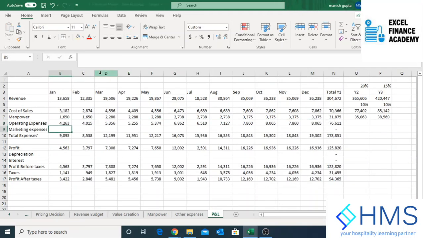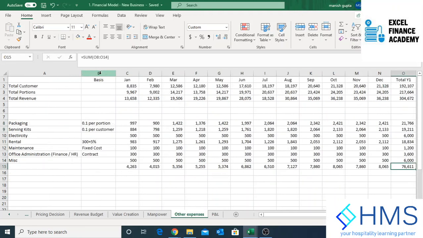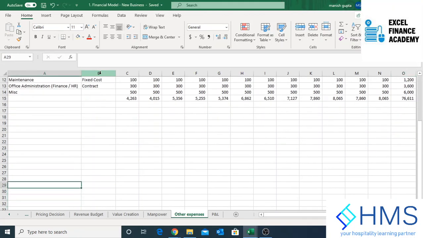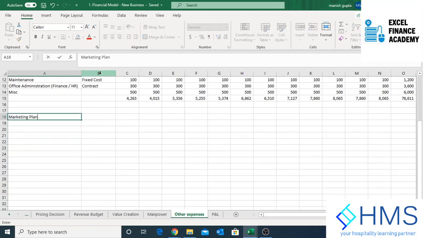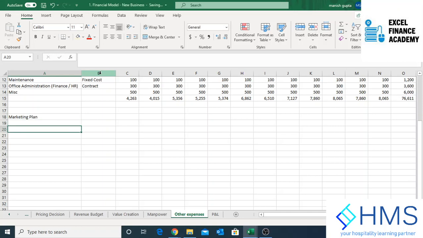Now we need to identify the marketing expenses. So what is the marketing expenses? Marketing expenses would depend on your marketing plan, right? So marketing plan can be here. You can use the same sheet. So now your marketing plan, how will you acquire the different customers? So let's say you want to use digital marketing.